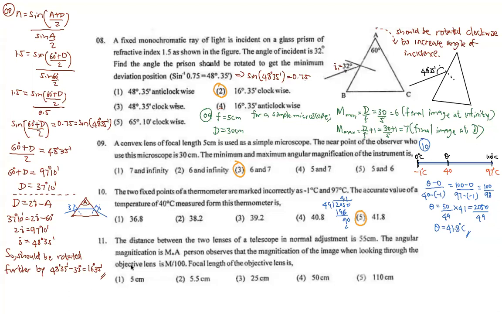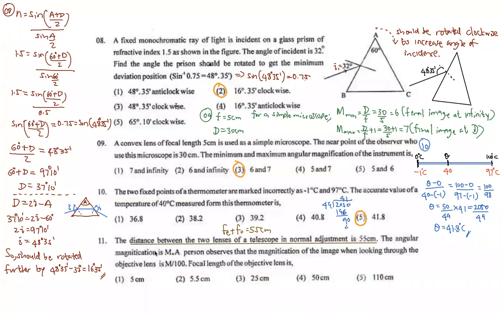Question number 11. The distance between the two lenses of a telescope in normal adjustment is 55 centimeters, right? So they are talking about the distance between two lenses of a telescope in normal adjustment is 55 centimeters. That means we know Fe plus Fo is equal to 55 centimeters.